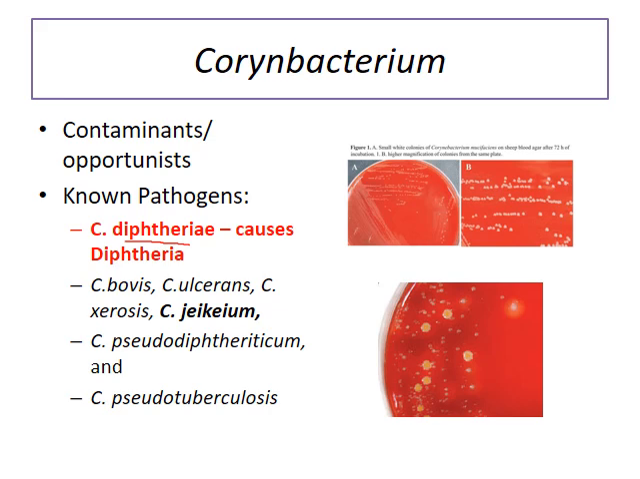There are others that we commonly find: bovis, ulcerans, xerosis. JK is a serious one. That's a serious one we do have to look for, especially in the elderly in their urine, that it can cause a problem. Then we have pseudodiphtheriticum and pseudotuberculosis. These are the ones that you're going to find. Diphtheria causes diphtheria, but the rest of them, you may find them in small amounts and it doesn't mean anything.